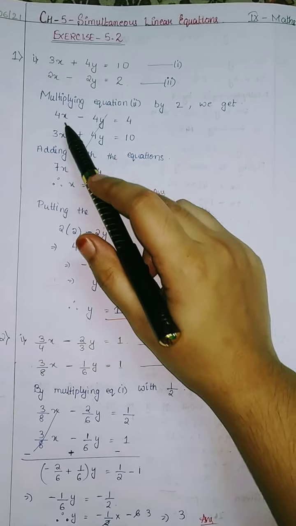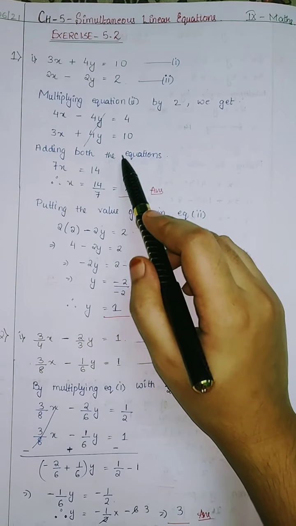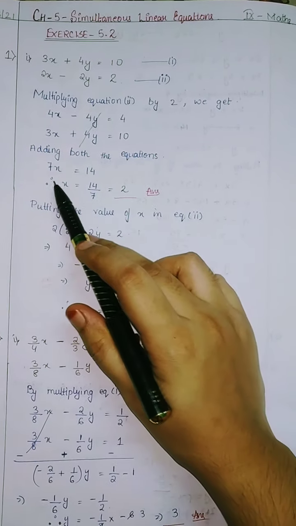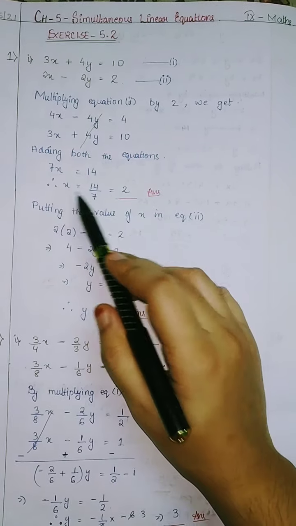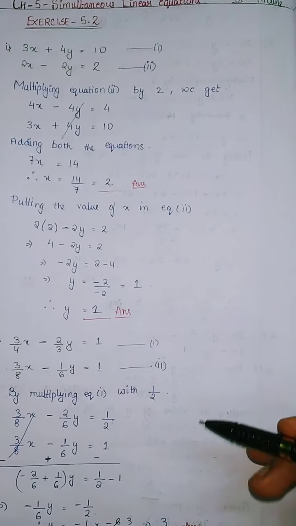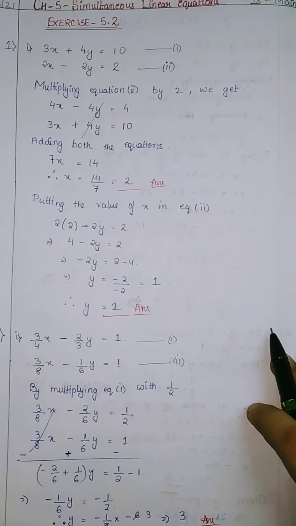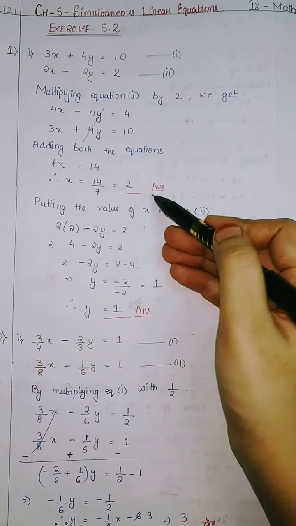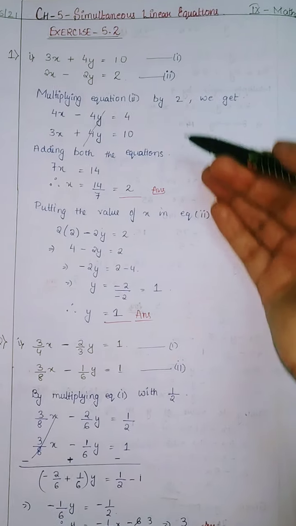So what are we left with? 4 plus 3, that is 7x, and here 4 plus 10 is equal to 14. So 7x is equal to 14. So x is equal to 14 upon 7, that is equal to 2. Now we have got the value of x. We'll put the value of x in any of the equations we can put.